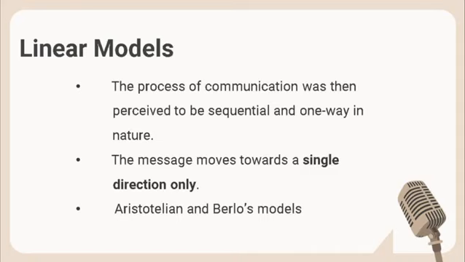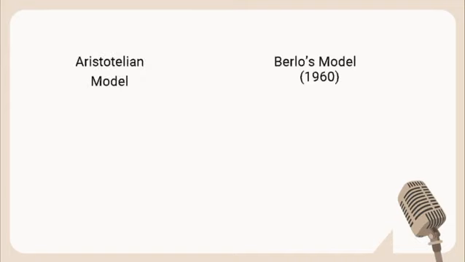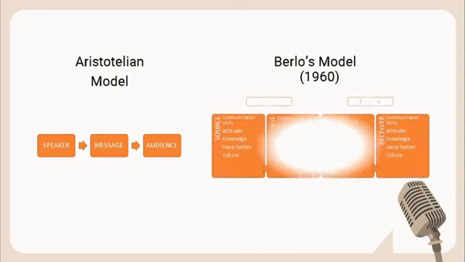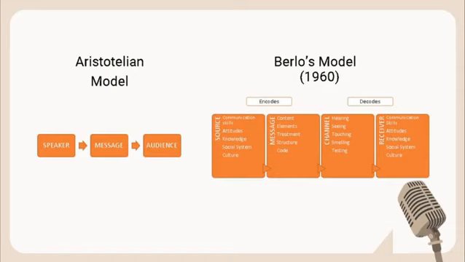Some of the prominent models that show communication as a linear process are the Aristotelian model, Berlo's model, or the SMCR. The former has three elements only: the speaker, message, and the audience, while the latter is comprised of four basic elements: source, message, channel, and receiver.